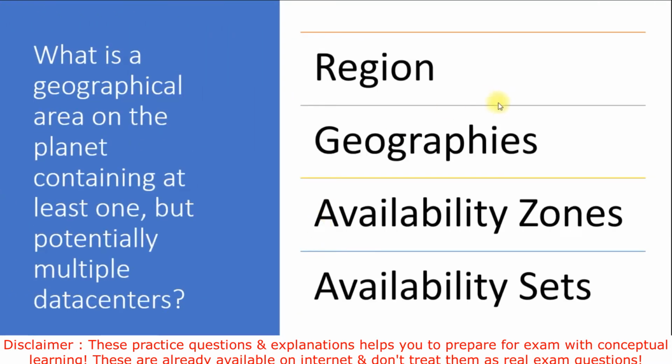In this question, they are asking what is the geographical area on the planet containing at least one, but potentially multiple data centers. That means here we are talking about regions. The options are region, geographies, availability zones, and availability sets. So for this question, we will go for the region. Let's talk about the next question now.